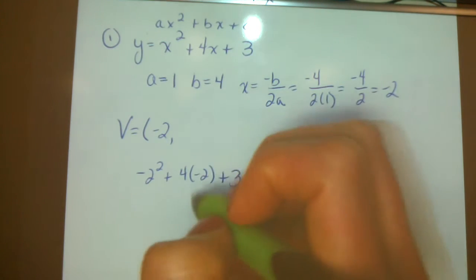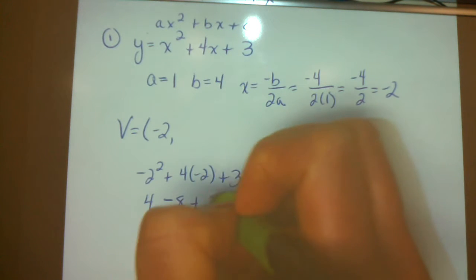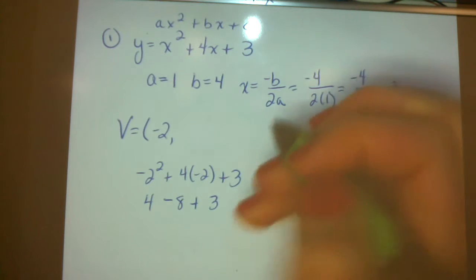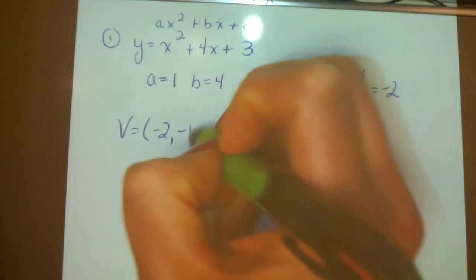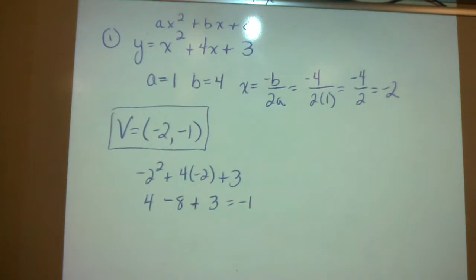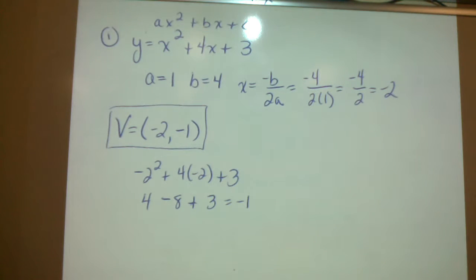Negative 2 squared, that's giving us 4. 4 times negative 2 is minus 8 plus 3. 4 minus 8 plus 3, negative 1. So that's the y part of the vertex. Now, from there, I'm going to get 4 other points. I want my graph to at least have 5 identified points.